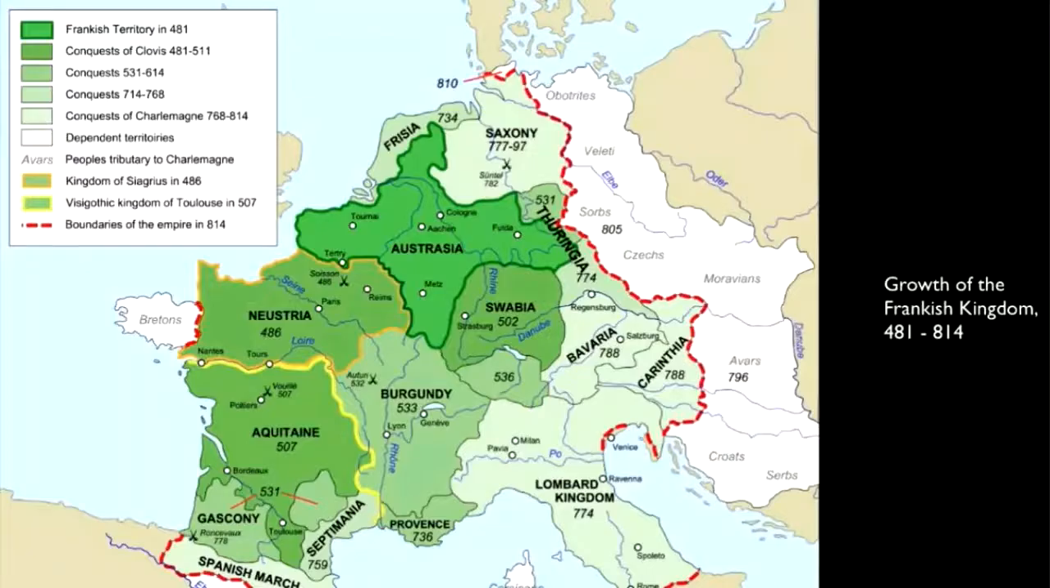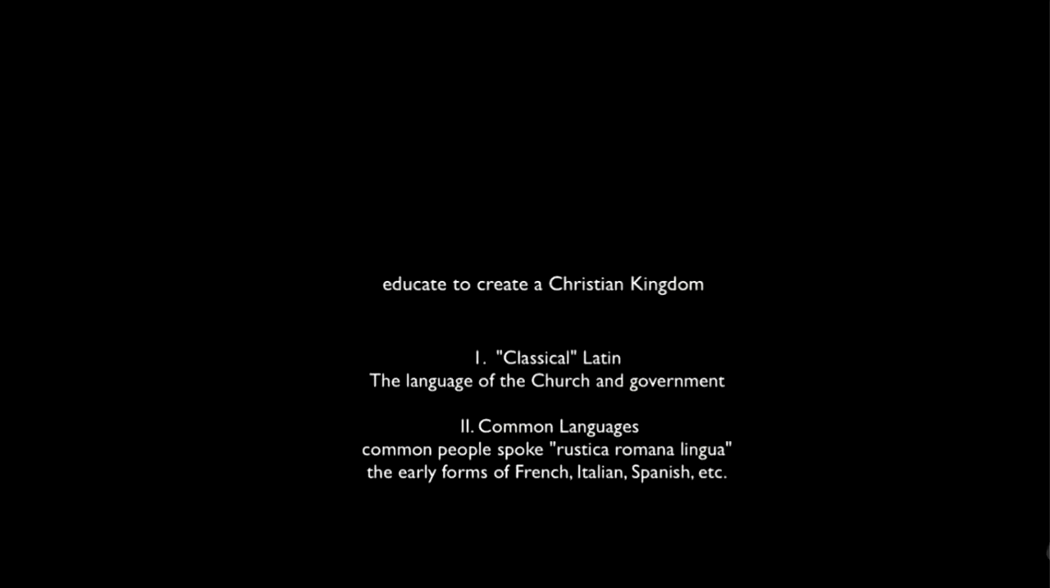Here's a quick map of all the different regions that are growing. We talked about Germany, France, Austria, all these places that are slowly beginning to get conquered. One of the things that is important to know is that Charlemagne is a believer, a Christian, but not only that, he wants everyone to become a Christian. So he goes on this journey of trying to convert everyone that he's conquering, and it's either they convert or they die.